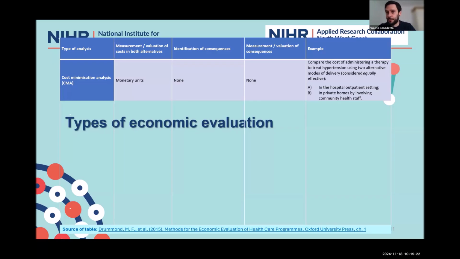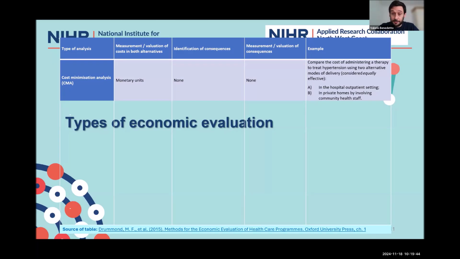So let's have a look at the example in the last column. In this particular example, we are comparing the cost of administering a therapy to treat hypertension using two alternative modes of delivery that are considered equally effective. One is in the hospital outpatient setting, and the second one is in private homes by involving community health staff.